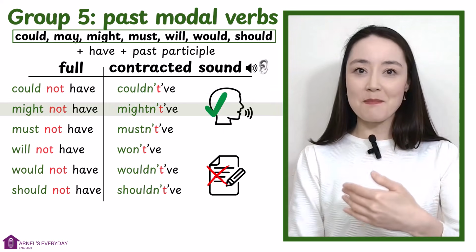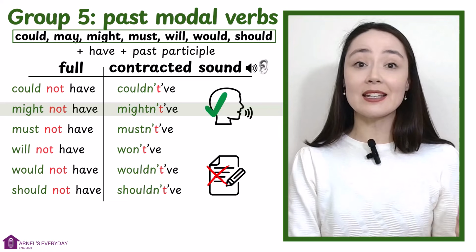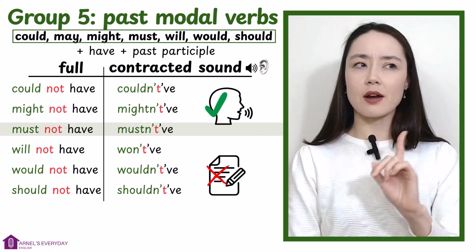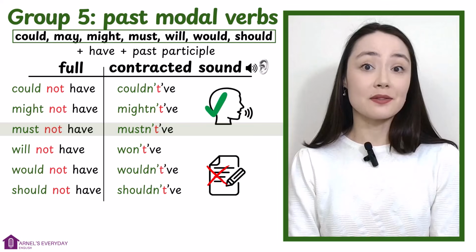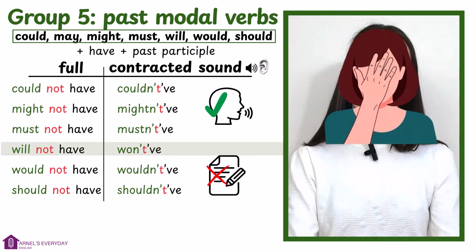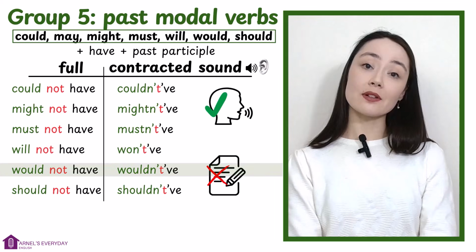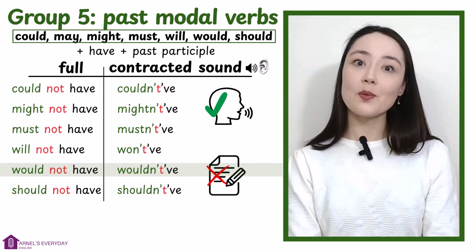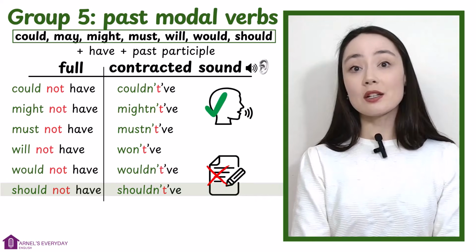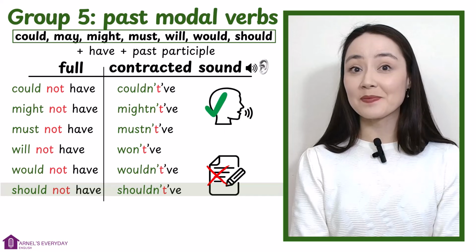Might not have, mightn't've, must not have, mustn't've. Yep, I forgot to record this contraction. Will not have, won't've. Would not have, wouldn't've. Should not have, shouldn't've.